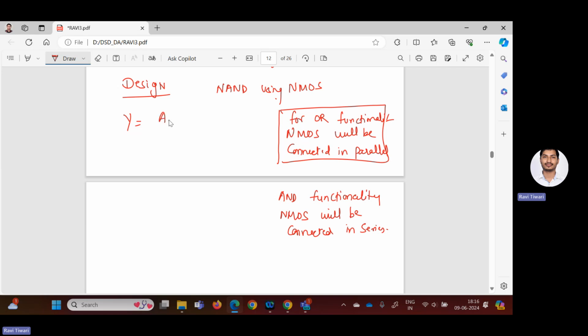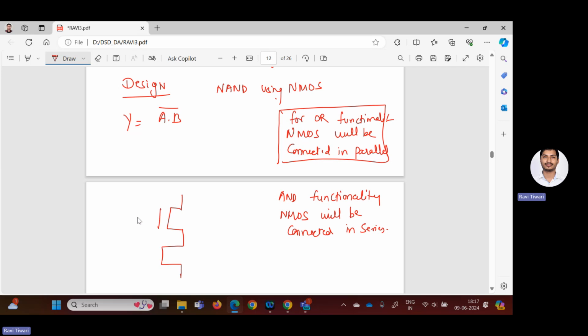So A dot B whole bar, right? This is that NMOS is also an inverter. So don't focus on the bar. Only you see the expression A dot B. A dot B means what? It is the AND functionality. And the NMOS will be connected in series, right? So NMOS will be connected in series for NAND gate.